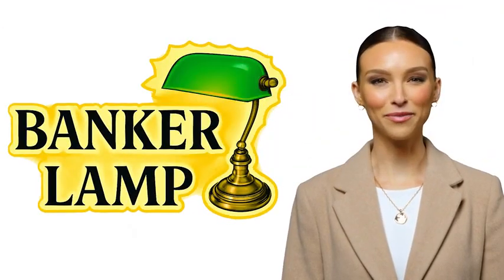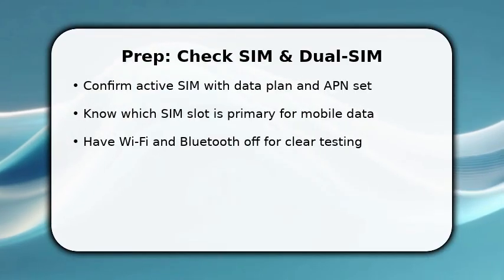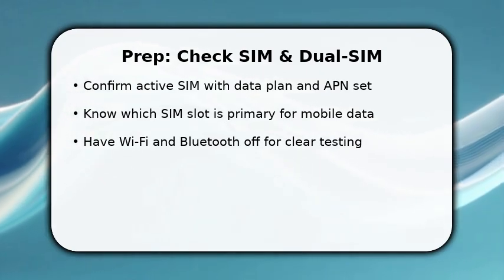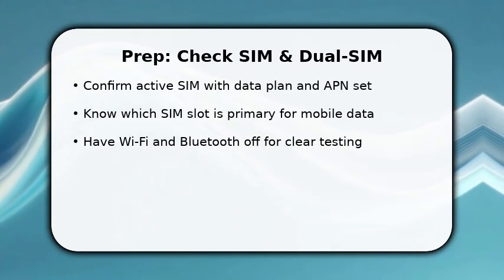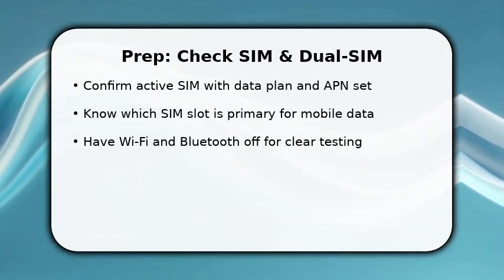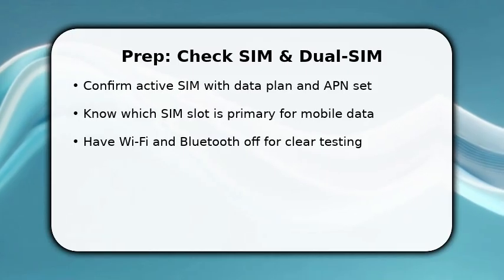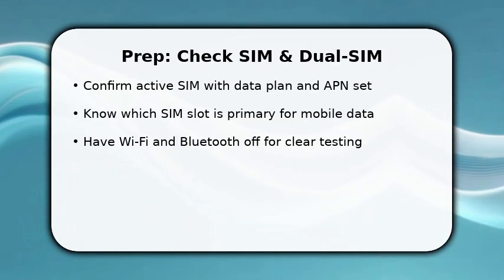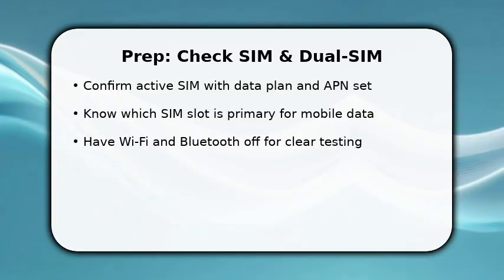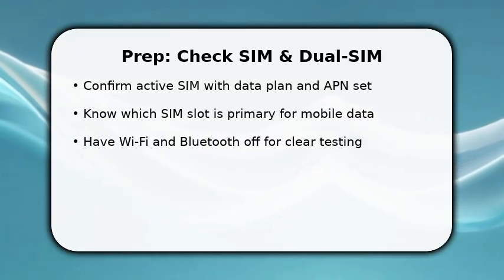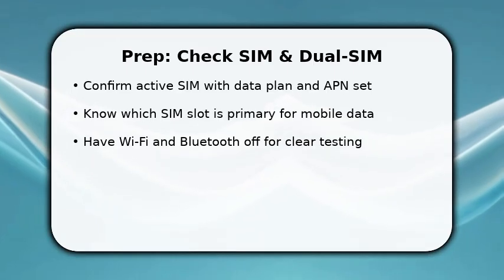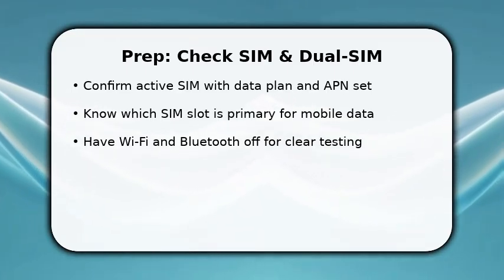Please enjoy the video. You start by confirming the SIM is active and the correct APN settings. This ensures packets can route when you toggle settings. Once done, pick the SIM slot you will use for mobile data and set it as primary in SIM settings, because dual SIM phones default differently. Make sure Wi-Fi and Bluetooth are off so the phone prefers cellular. These steps prevent routing conflicts and save time when you switch flight mode on and off to test connectivity.